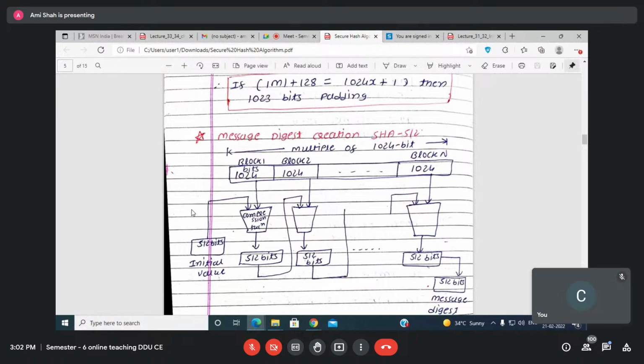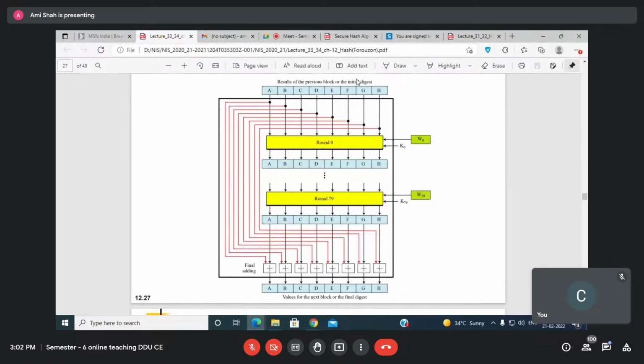So now here what happened? This 512 bits, and see another thing here: this word is also taken in between in this compression function. Now see this figure. The initial digest is taken, and from that, the rounds, round 0 to round 79, a total of 80 rounds, are performed. So after the 80 rounds, what happened?